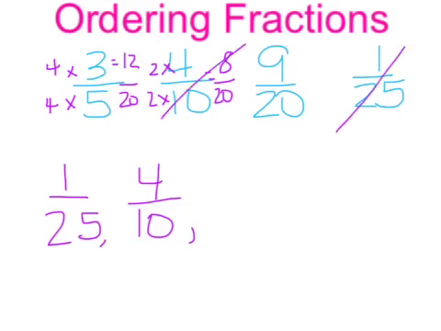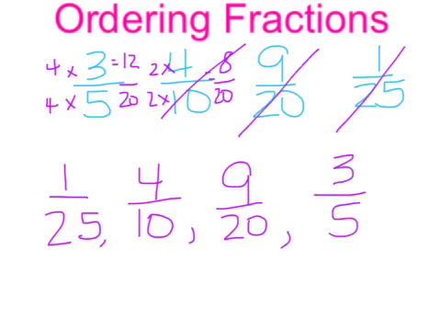Next, I'm going to look at my last 2 fractions, 12/20 and 9/20, and I can see that 9/20 is going to be my 3rd biggest one because 9 is smaller than 12. This leaves me with 3/5 as my largest fraction. So the order of these fractions from least to greatest is 1/25, 4/10, 9/20, and 3/5.